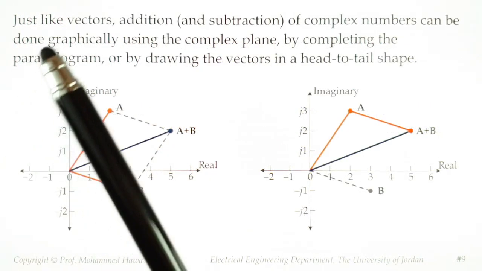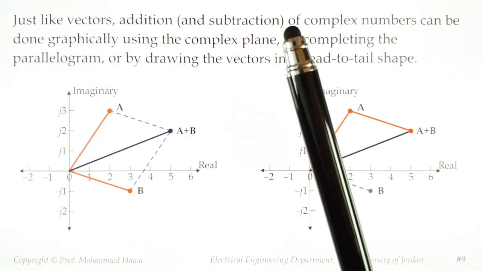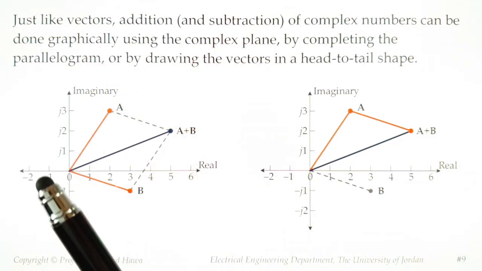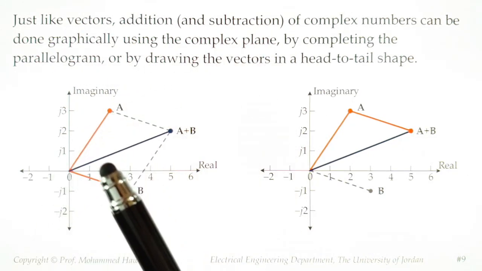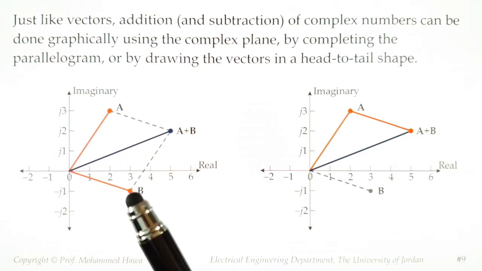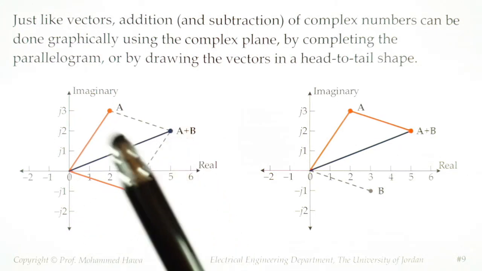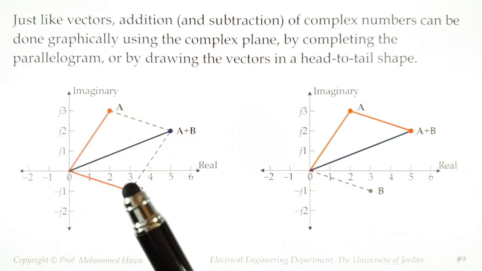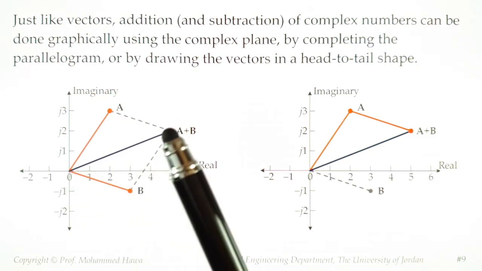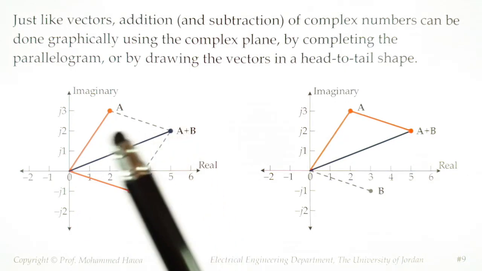By the way, just like vectors, we can do addition and subtraction of complex numbers graphically using the complex plane. For example, if I say add this complex number A, which is 2 plus j3, plus this complex number B, which is 3 minus j, what you can do is draw a parallel line to A here and a parallel line for B here. You get this parallelogram, and this line is A plus B, which as you can see is equal to 5 plus j2.